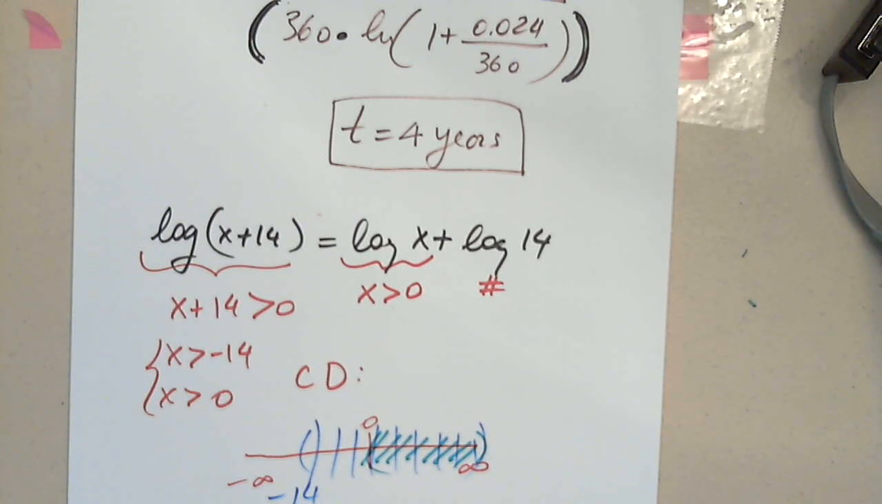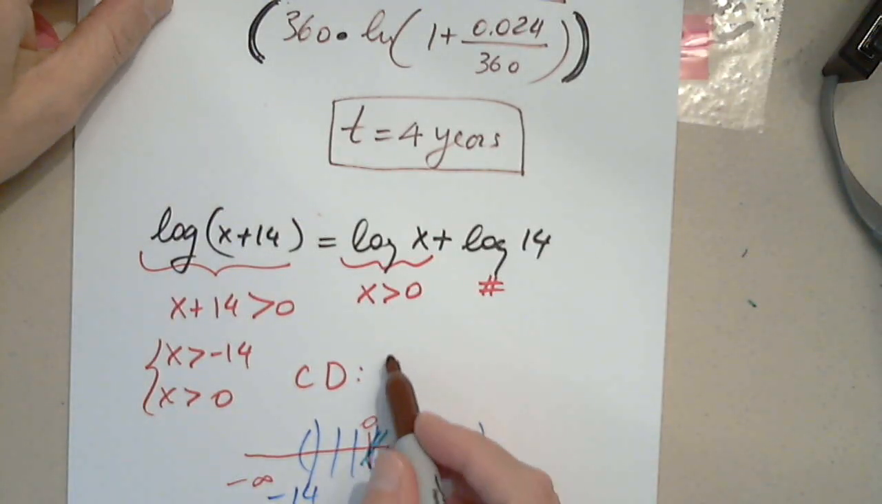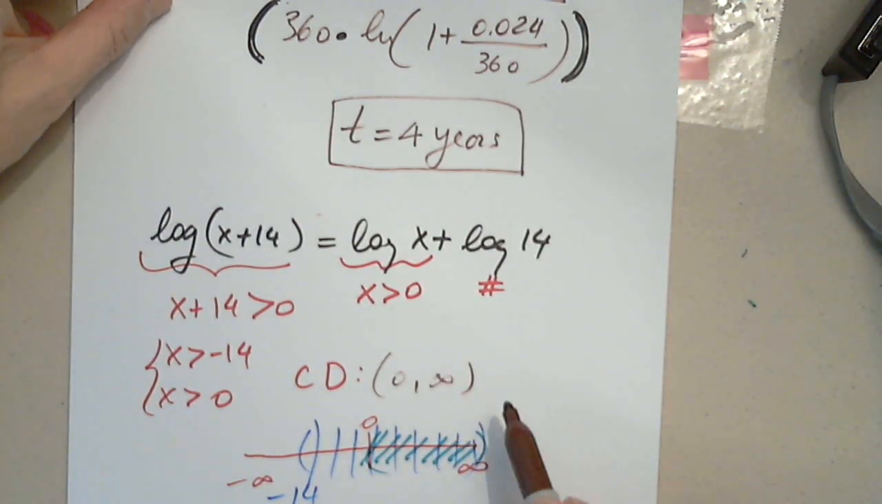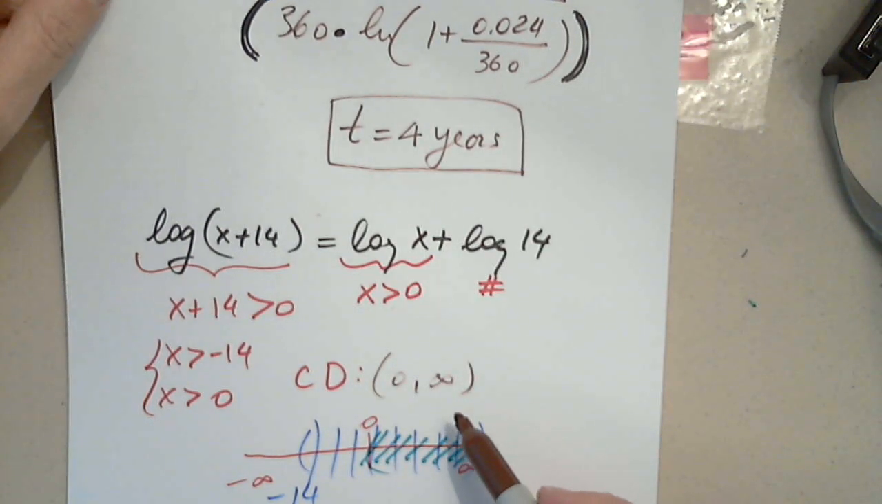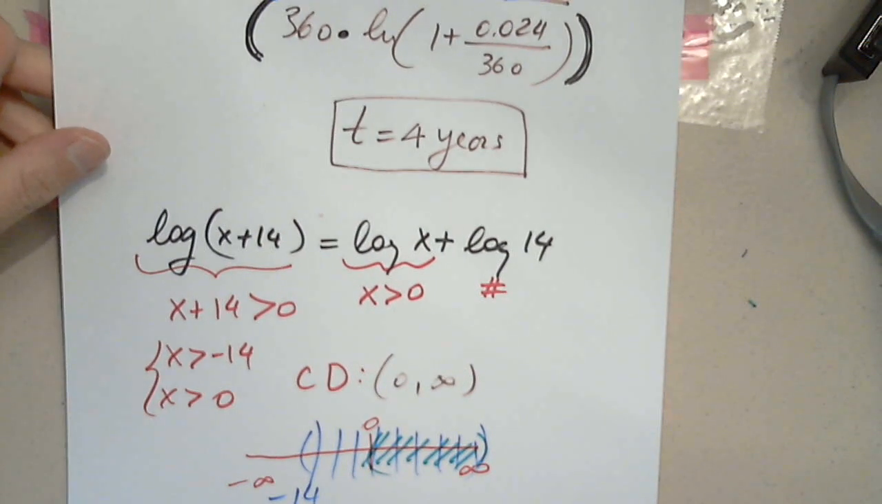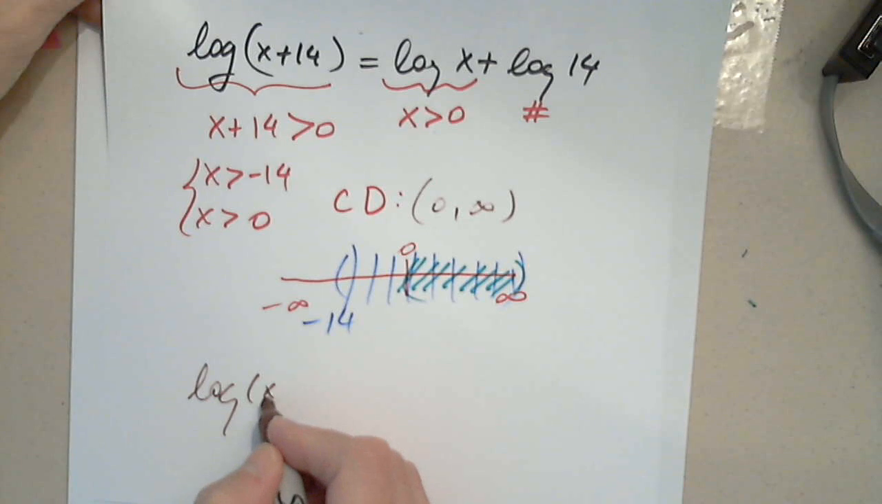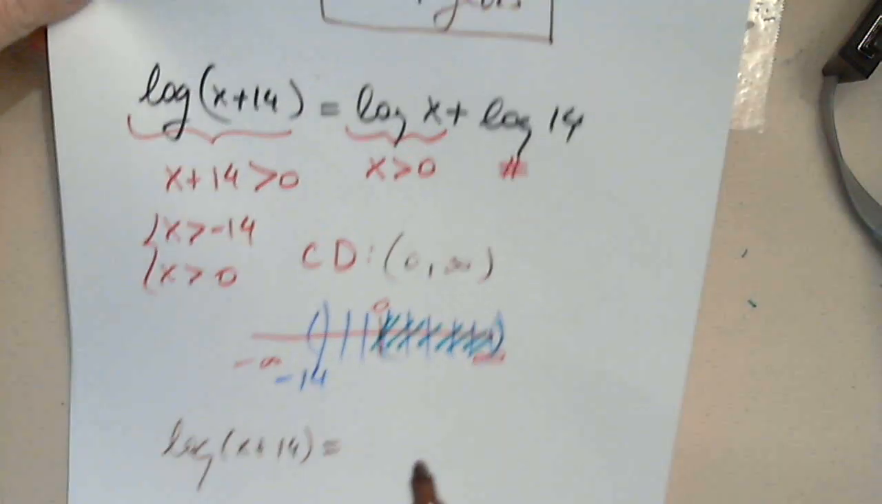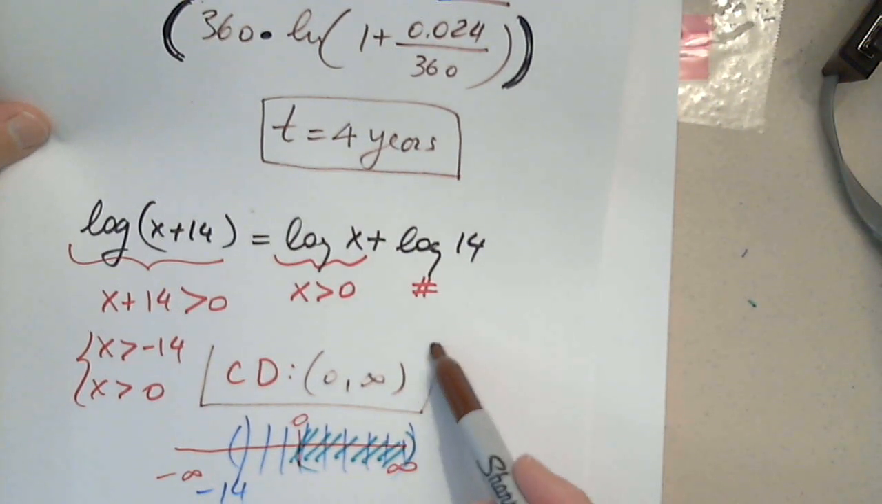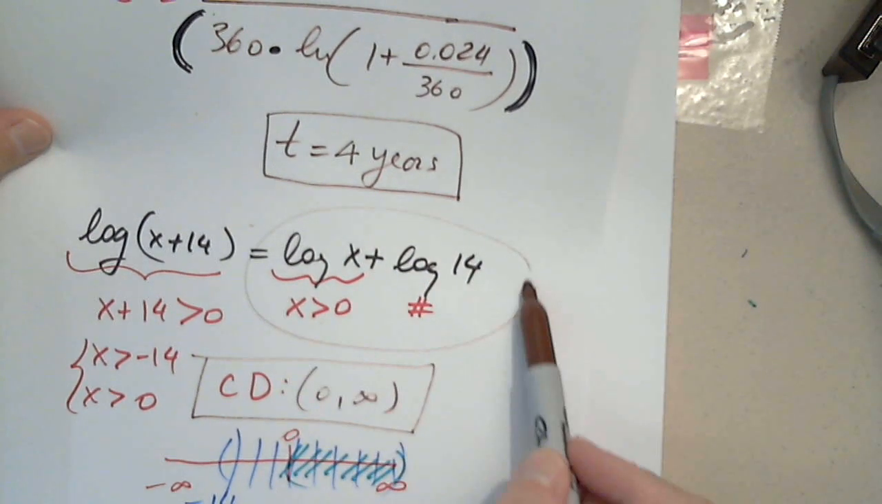So that means that the common domain, the solution, should be exactly where? 0 to infinity? Yes. If it is not, I'll say, oops, no solutions. Okay, now the left-hand side is good. I don't have to do anything. And now, after I stated the common domain, I can condense this.